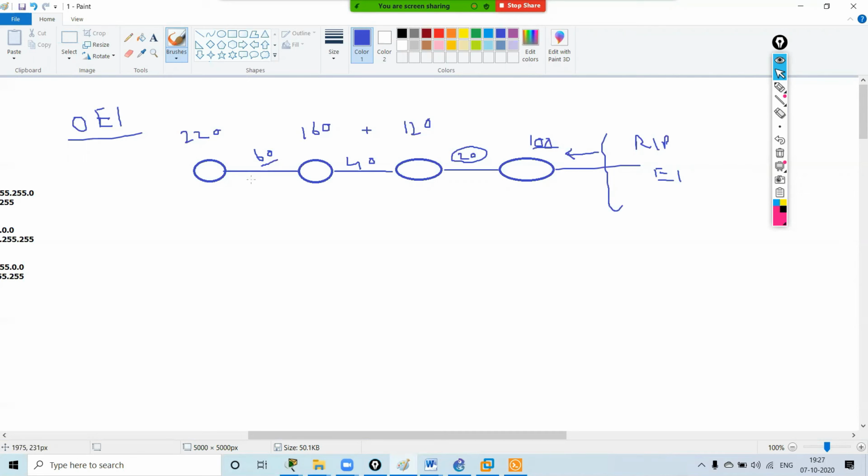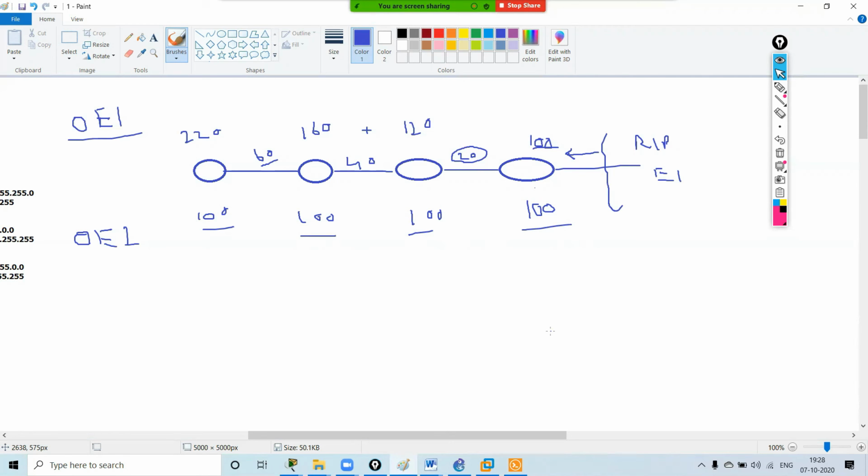But in E2 routes, it will not happen in this way. If I'm seeing E2 routes, which are the default, and the cost on this router, the ABR router, is 100, then the cost on all the routers within the autonomous system will be 100 only. It will not calculate the cost between the routers. The cost on all the routers will be 100 only. Understood? This is the difference between E1 and E2 routes.